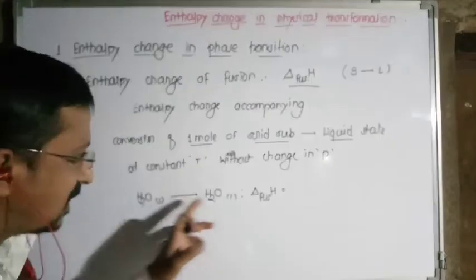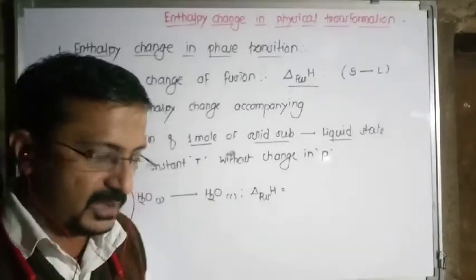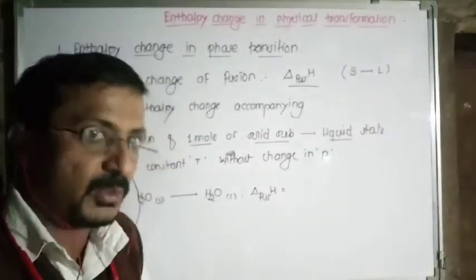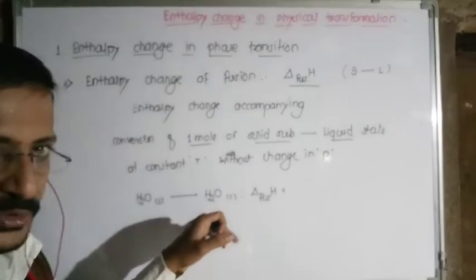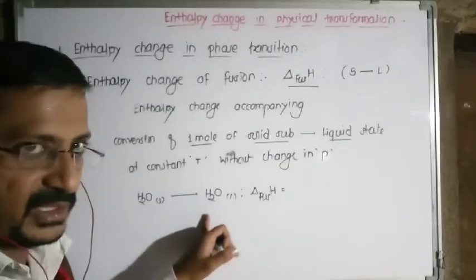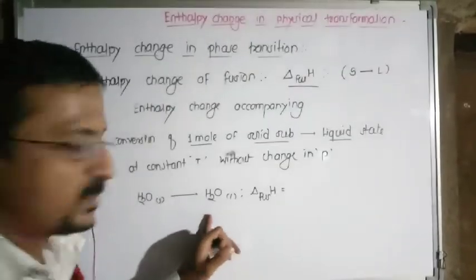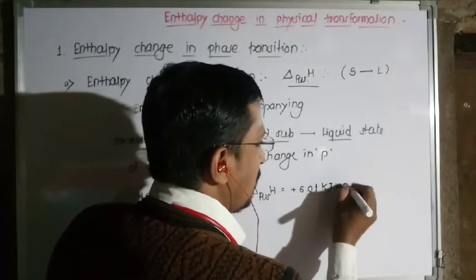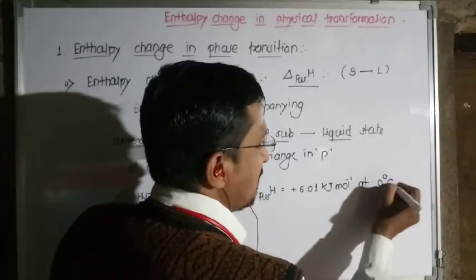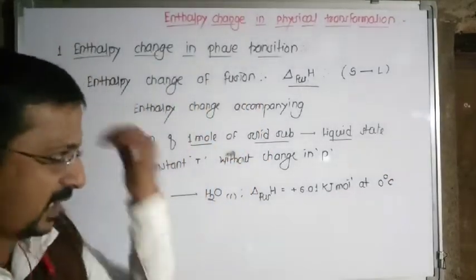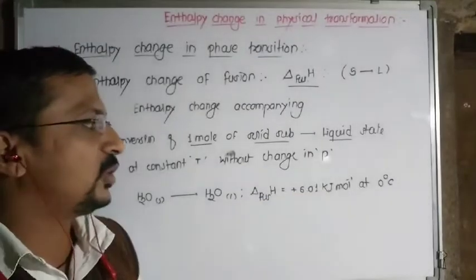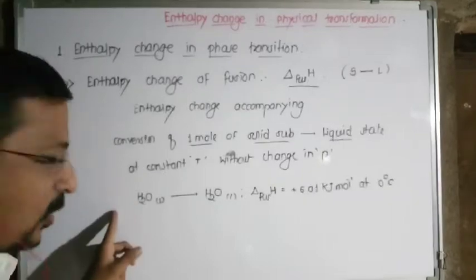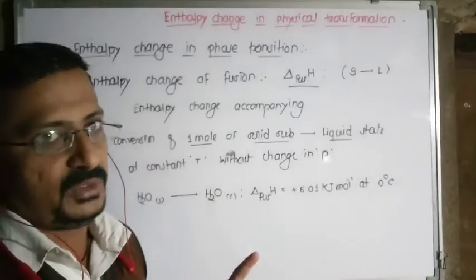Yes, solid is converted to liquid, in the sense that in solid ice, the intermolecular force of interaction between water molecules has to be broken as it converts into the liquid state. Broken means we have to supply energy, so it is positive. It is plus 6.01 kilojoule per mole at 0 degree Celsius. This much energy is to be supplied to 1 mole of ice to convert it into liquid.